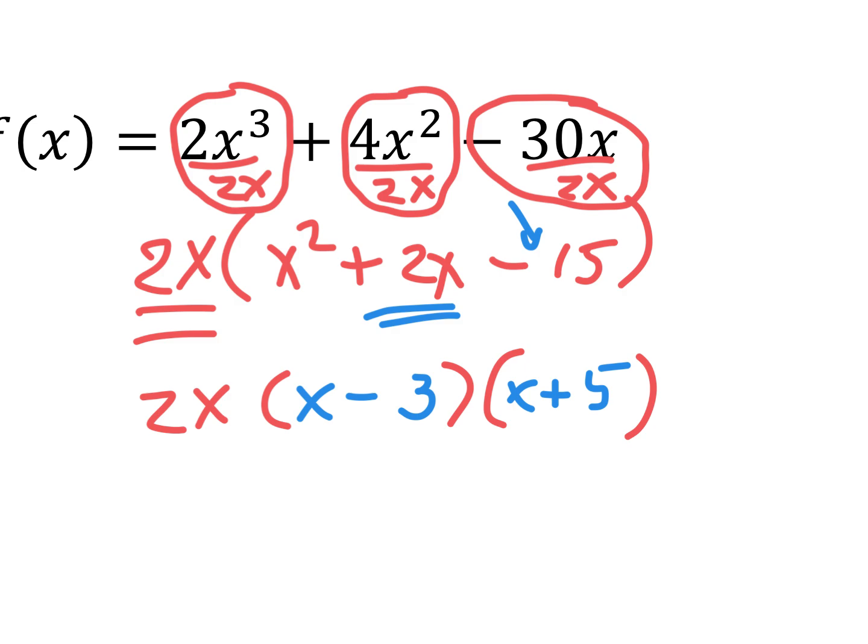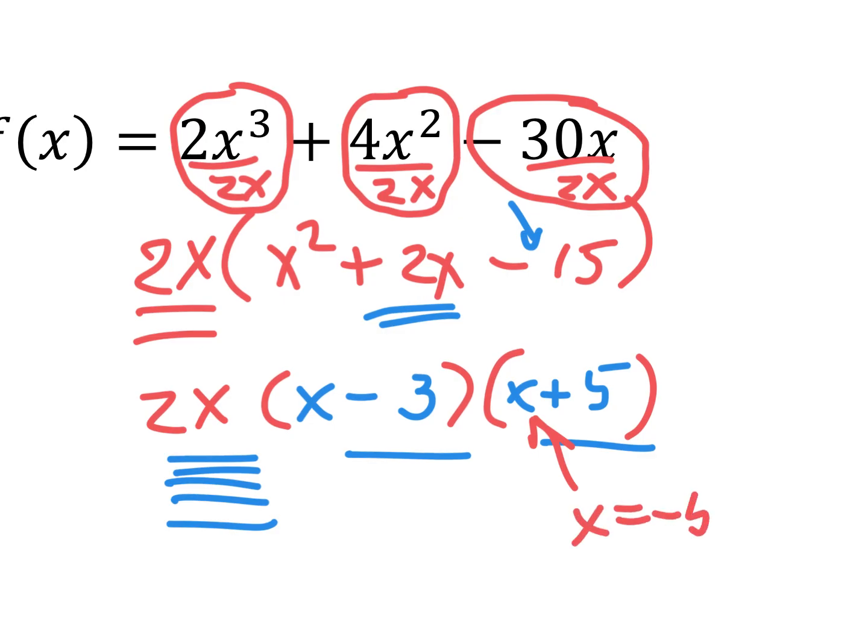All right, now here's where a few kids fall off. Because they're like, I get this answer, but what's that answer? Really, the question is, what makes it equal 0? What makes this equal 0? If x was negative 5. What makes this equal 0? If x was 3. What makes this equal 0? If x was 0.